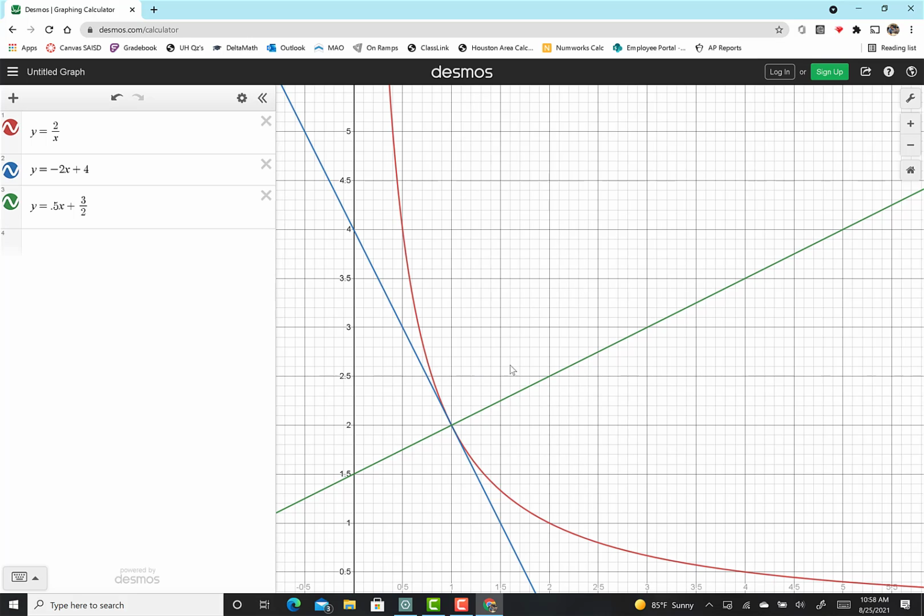Make sure that you practice also doing this in your calculator so you can see. And remember, if it doesn't look perfect, square the window. So you got to click zoom and then square.